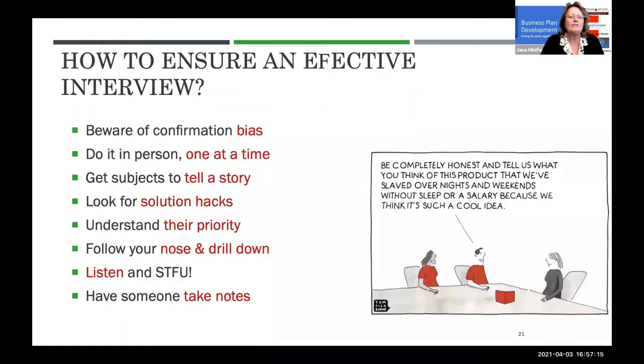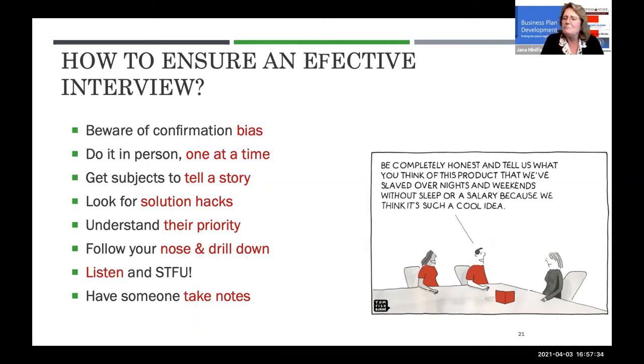And how to ensure that you have an effective interview. These are some of the thoughts that you need to be thinking about. Beware of confirmation bias, that you're just listening for what you wanted to hear. Are they just saying, you hear that part, but you don't hear the rest of it? Make sure you listen to their whole story. Be very open to everything that they have.